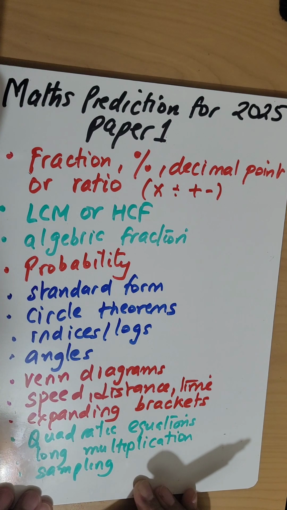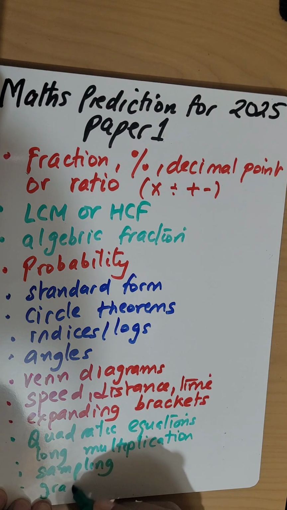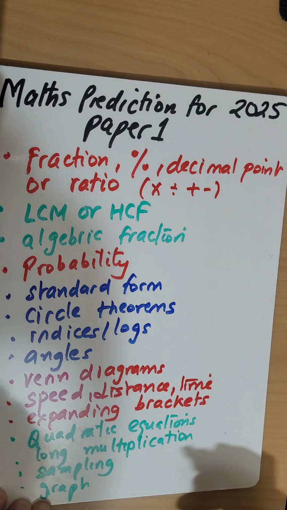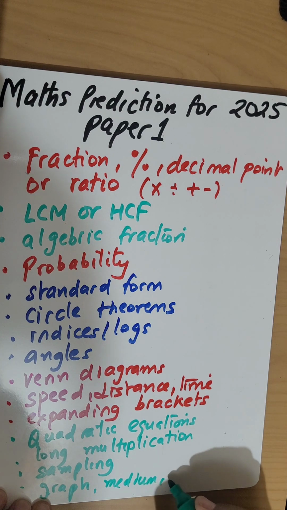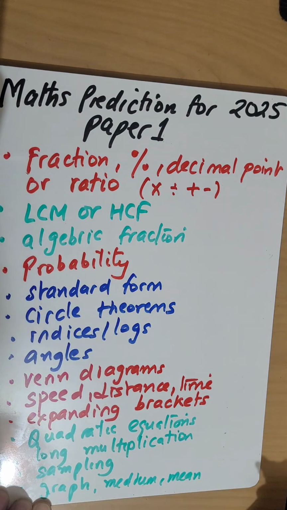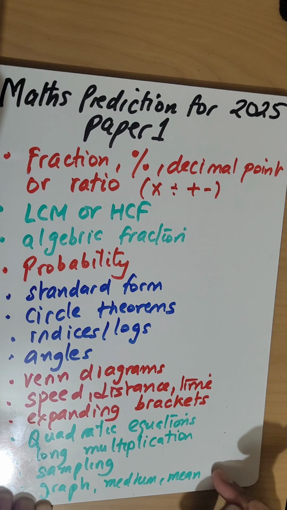You've got your graphs. So on the graph, they can ask you to plot the graph, which is a scatter graph in maths. You could be doing the mean and median as well, or an average. So average and mean is exactly the same thing that we use interlinking in science and maths. So these are the predictions.